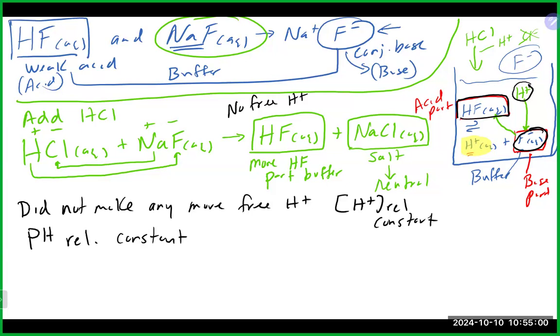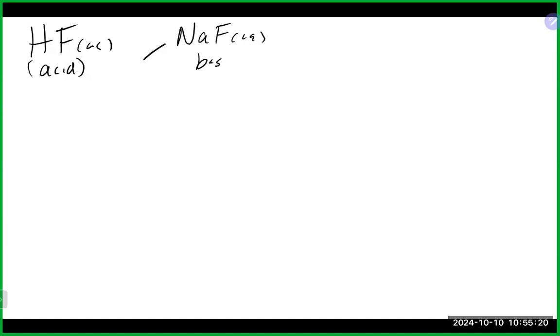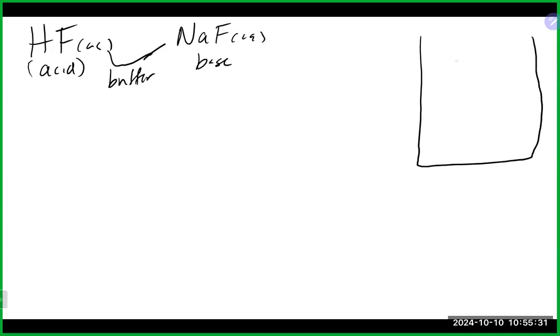So what happens in this situation if we add our base to this guy? We'll go here with that one. Once again, we'll use the same buffer here: our HF, which is the acid part of our buffer, and our NaF, which is the base part of our buffer. And again, these guys are going to be a buffer. So again, if we draw our beaker here, we will have our weak acid again setting up that equilibrium.